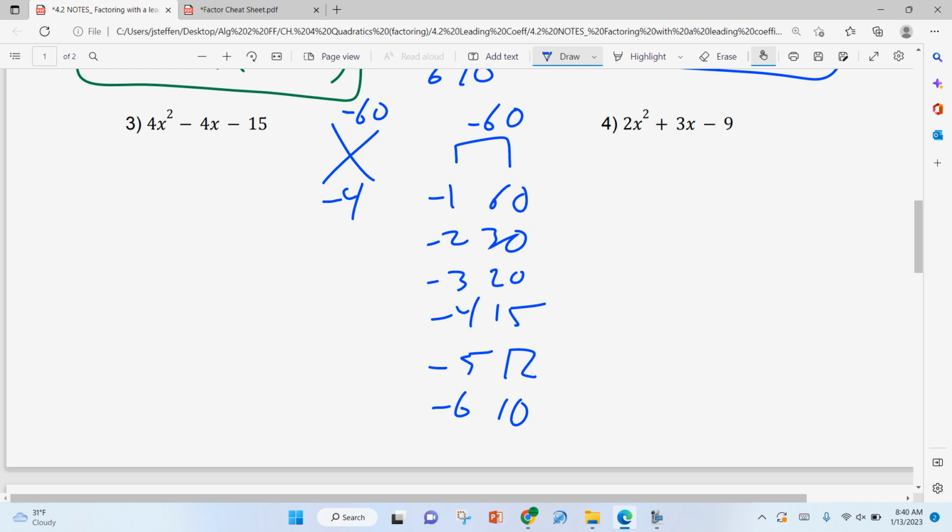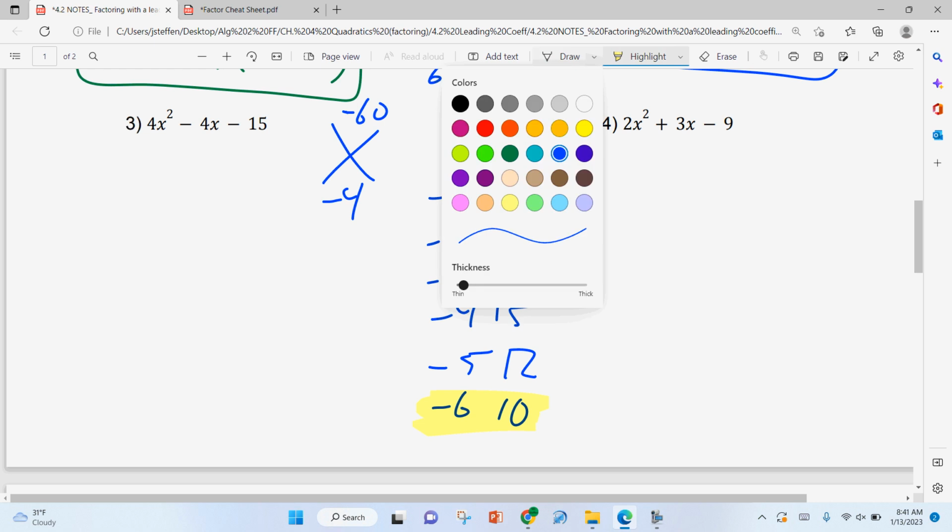So we're looking for numbers that add up to be negative 4. I have all my factors of 60 listed. I know there's a lot of them, but it's not that hard to find. You just got to keep going. Again, just like we did on the last one, negative 6 and 10 work, but that gives you positive 4, not negative.